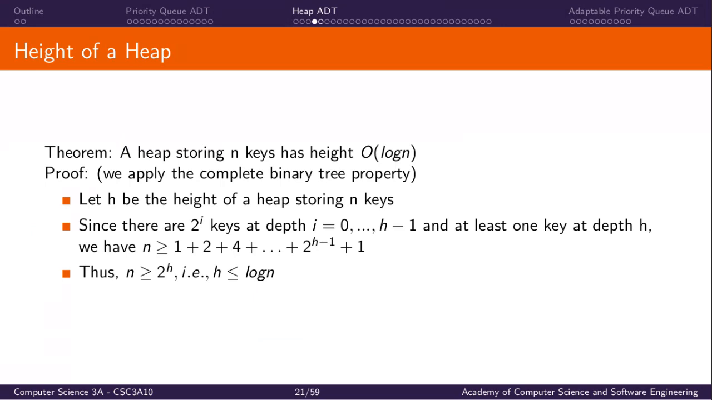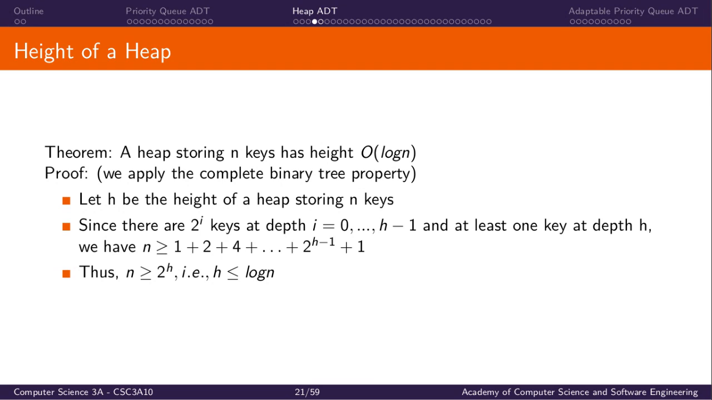Now we want to say that a heap storing n keys has height order log n. We actually looked at this when we were talking about a full proper binary tree, but here we're simply talking about a complete binary tree. So it has the maximum number of nodes at each level except possibly the last one. And we're saying for that one, it also ends up with order log n. It has a height that's order log n.